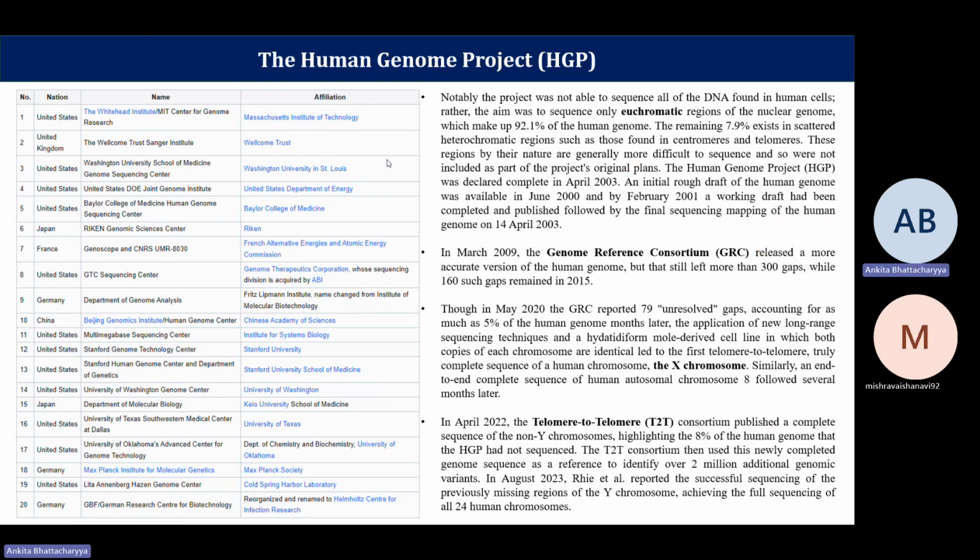Now, the Human Genome Project initially was not able to sequence all of the DNA found in human cells. Initially, the idea was only to sequence the coding part of the genome, otherwise what you can refer to as the euchromatic part of the nuclear genome, which makes up around 92%.